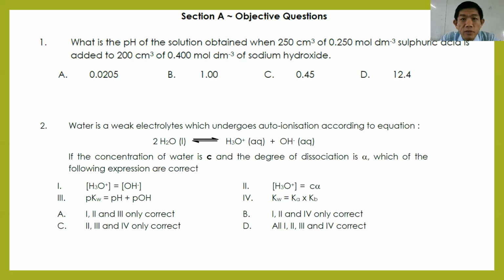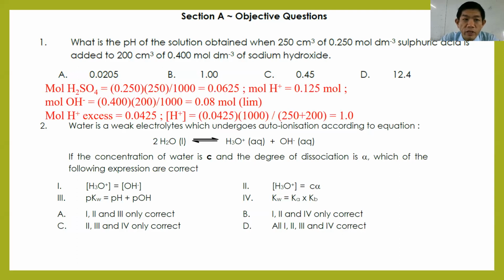Okay, so what is the pH of the solution obtained when 25 cm³ of 0.25 mol/dm³ sulfuric acid is added to 200 cm³ of 0.400 mol/dm³ sodium hydroxide? So basically in this question, you have to know how to calculate the amount of H+ and also OH−. So you have to first calculate the mole respectively.